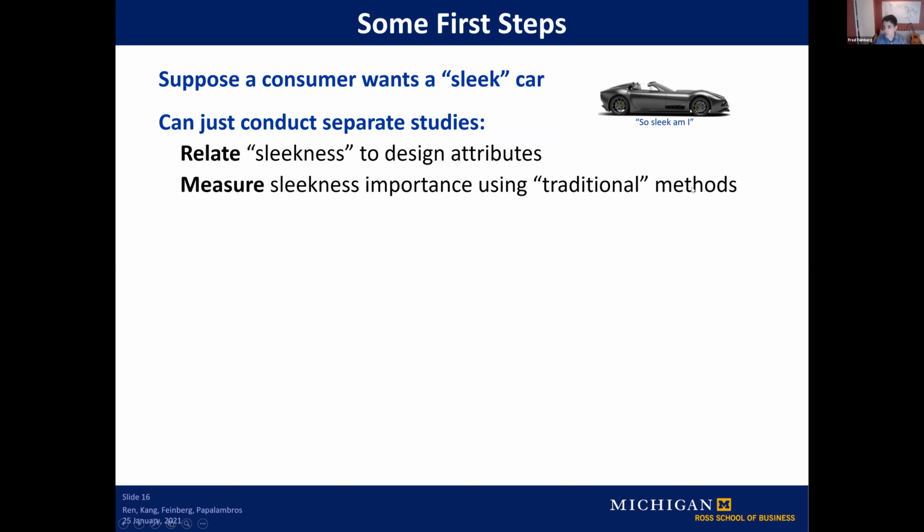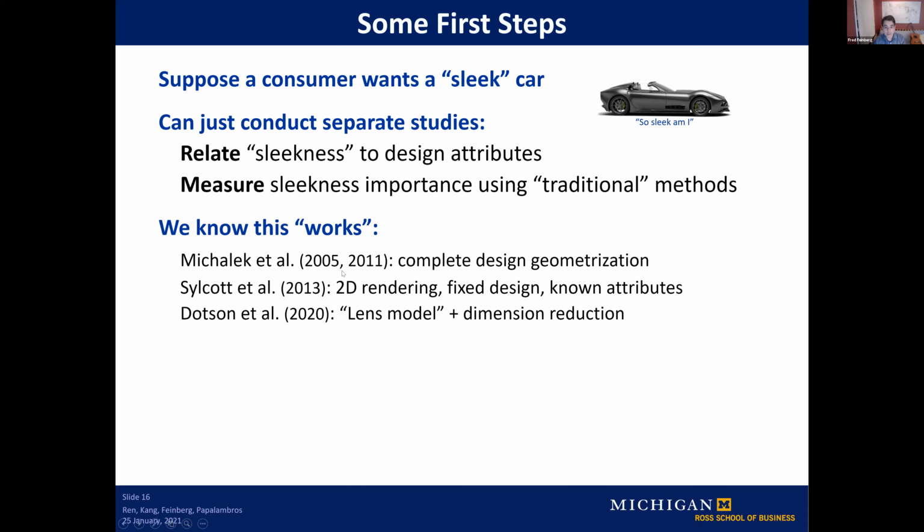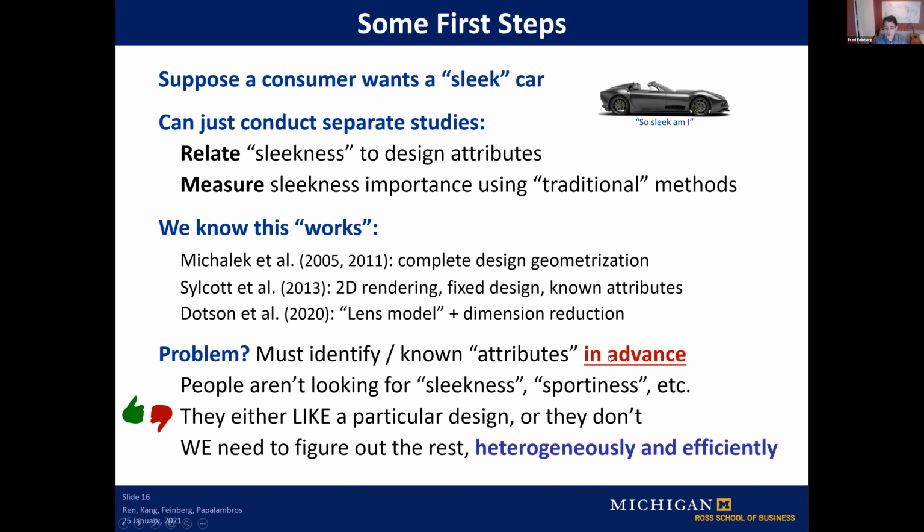And then we can use traditional methods, like we can say sleek is a combination of low profile and it has some taper to it. That works. It's been done. There's been a bunch of papers that have attempted to do this, and it's just possible to get that. But I think there's a big problem with this. You've got to know these attributes in advance.